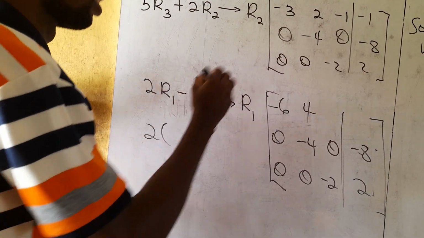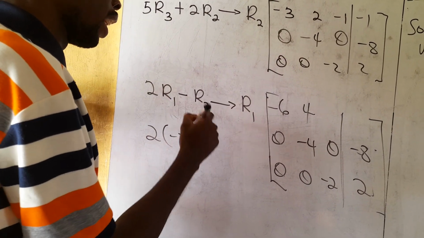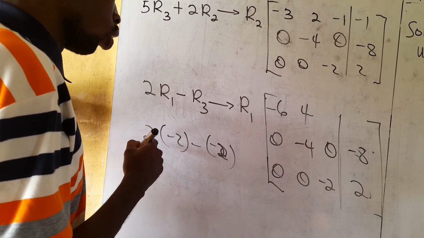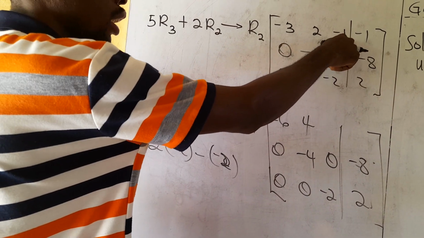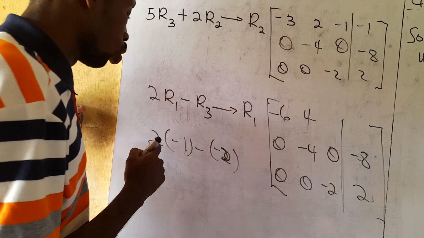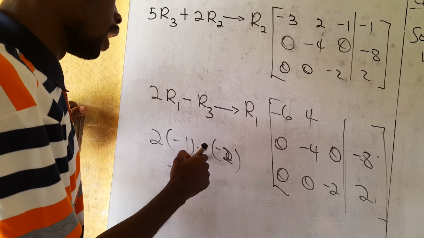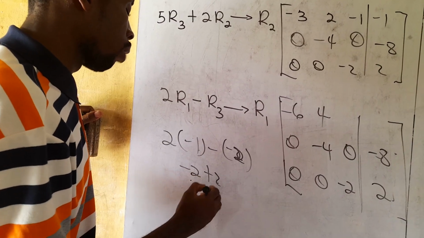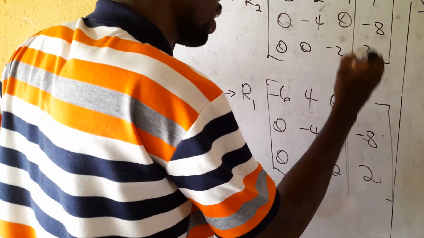So 2 times, what's my R1? It's make 2. Minus R3. My R3 is make 2 as well. So what's my R1? It's make 1. Then my R3 is make 2. So 2 times R1, 2 times negative 1 will be negative 2. The negative minus, negative times negative 2 will be plus 2. Negative 2 plus 2 will be 0. So I've succeeded in getting my 0 there.